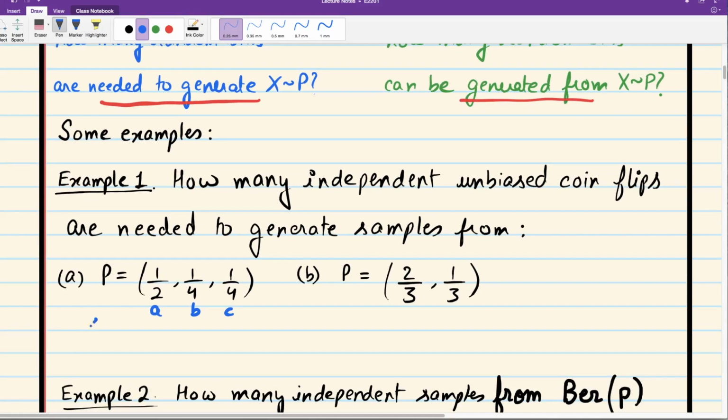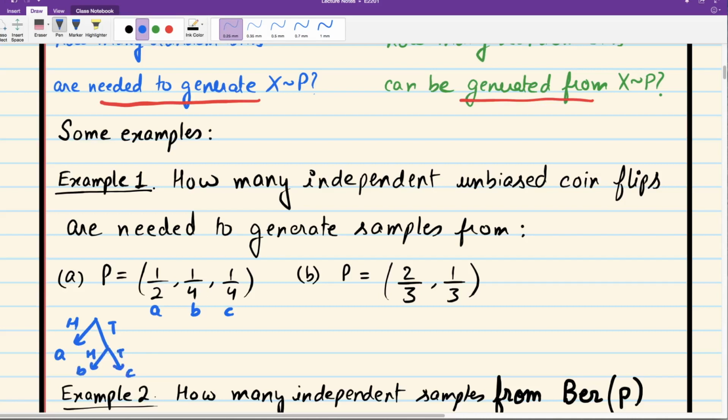So you flip a coin. If it's heads, you declare A. If it's tails, you flip the second coin. If the second coin is heads, you declare B. If the second coin is tails, you declare C.